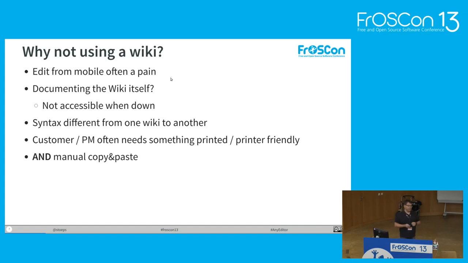Wikis work quite good, but editing on a mobile is sometimes not the most successful thing I do. I already said sometimes wiki servers are failing, so when you document in the wiki of the failing server, it's not the best way. The syntax is different between the different versions, and one of the things I wanted was to print the documentation or give it to colleagues and customers. So I should have something printer friendly. And like the Office thing, manual copy and paste of images and configuration files.